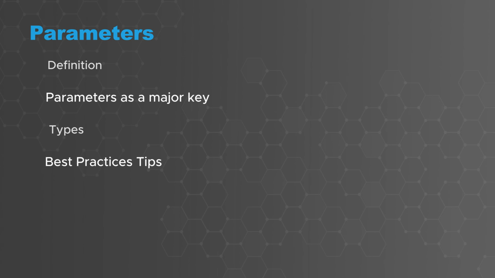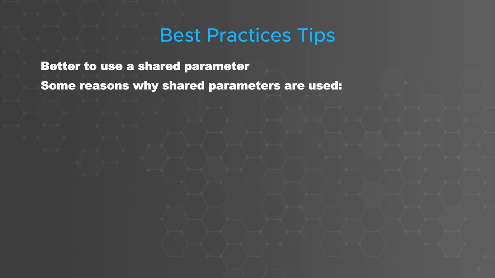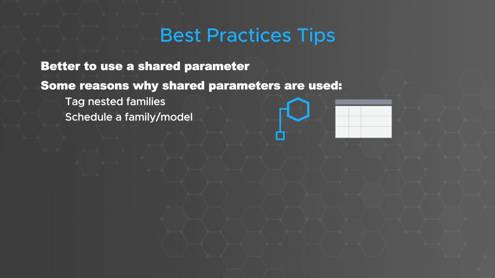And last but not least, best practices tips. Despite that the key is to know the limitations of every parameter type, it's highly recommended to use a shared family parameter instead of a family parameter and a shared project parameter instead of a project parameter. As you never know, you might have a nested family that needs to be tagged or want to schedule a family or a model, or even want to link some models together in a single file.